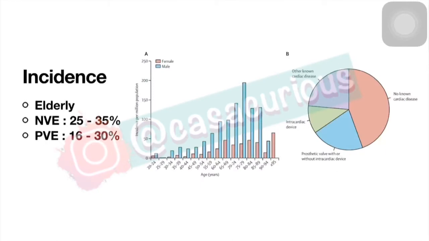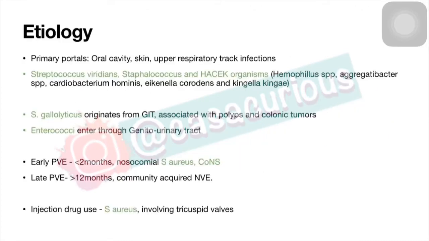Incidence. In the developed countries, the incidence of endocarditis ranges from 4 to 7 cases per 100,000 population per year, with higher rates among the elderly. Of the endocarditis cases, native valve endocarditis accounts for 25 to 35%, which are mostly healthcare workers, while prosthetic valve endocarditis has 16 to 30% of the incidence, with the greatest risk during the first 6 to 12 months after valve replacement.